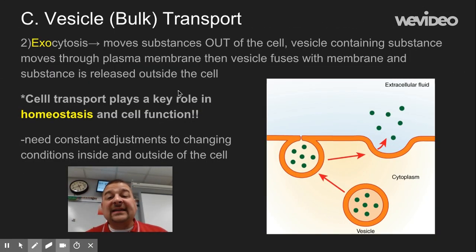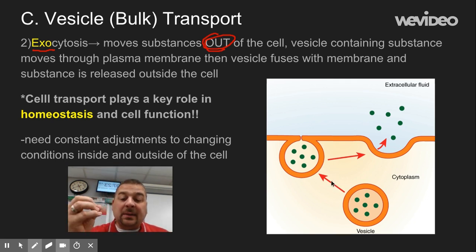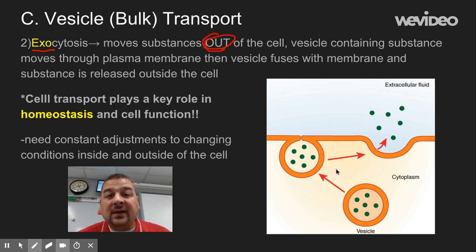The last one, exocytosis, just like it sounds. Exo means giving off or out of the cell, so stuff is leaving the cell. The vesicle, oftentimes it's a protein made on the rough endoplasmic reticulum, is put into a vesicle and taken to the Golgi apparatus. The Golgi apparatus modifies it, and let's say it's like a digestive enzyme. It then needs to get secreted into the lumen, or the empty space of your stomach or your small intestine, to break down the food. So it needs to get to the outside of the cell.